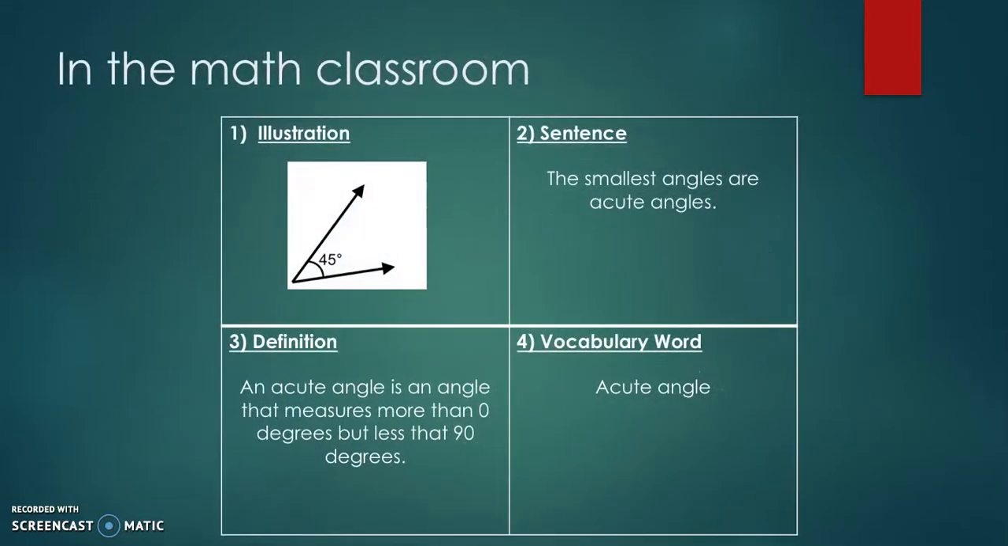Or a math teacher may want his or her students to learn about the 3 types of angles: right, obtuse, and acute. The students will draw each of these angles and will see how different each one is just by the drawings. Here we created one that has an illustration of an acute angle, a sentence that includes the words acute angle, a definition of acute angle, and simply the word in the fourth corner.